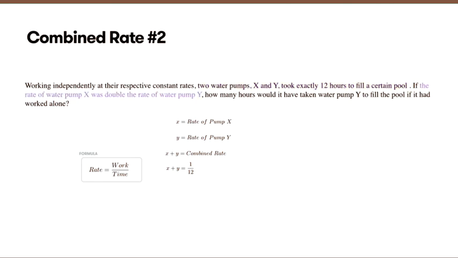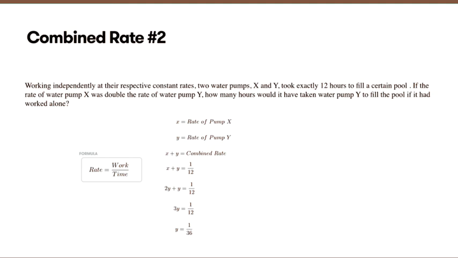Next, we're going to use the fact that the rate of pump X was double the rate of pump Y. If the rate of X is double the rate of Y, then we can substitute 2Y back in for X in the formula and arrive at the equation 2Y plus Y equals 1/12. Now we can simplify and we'll get 3Y equals 1/12. Divide both sides by 3, and we'll get Y equals 1 over 36. So now we have Y's rate.